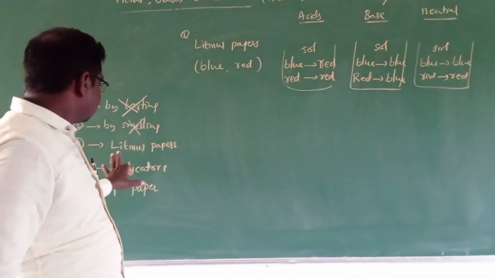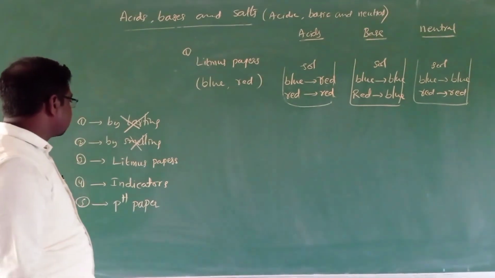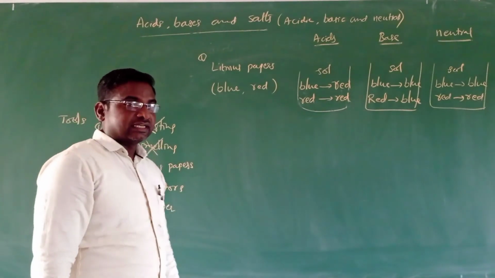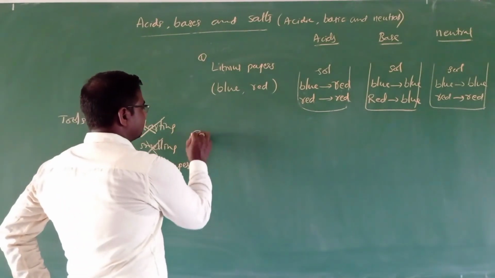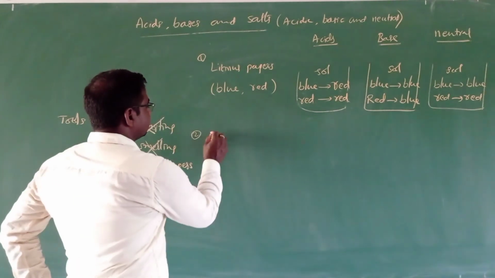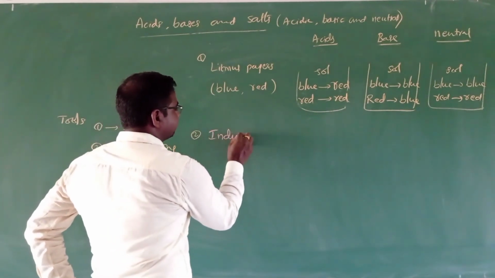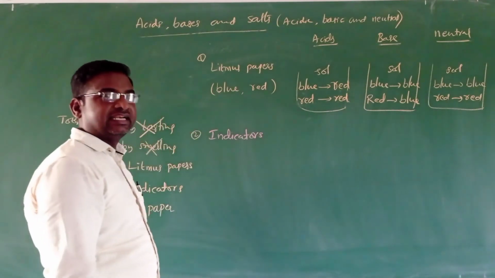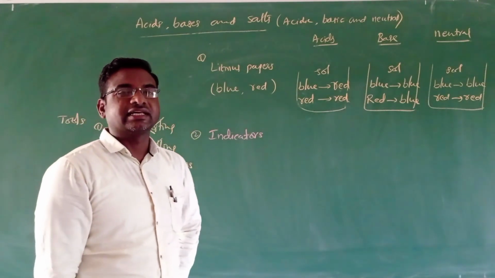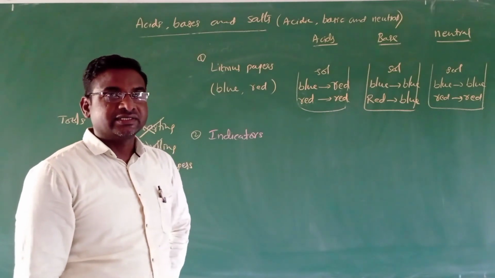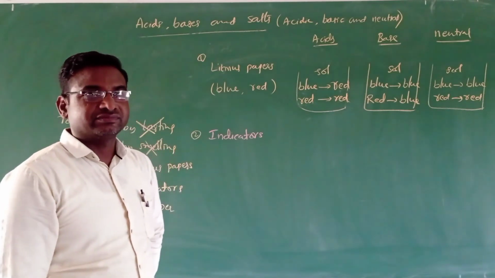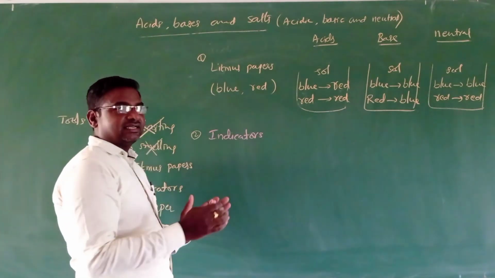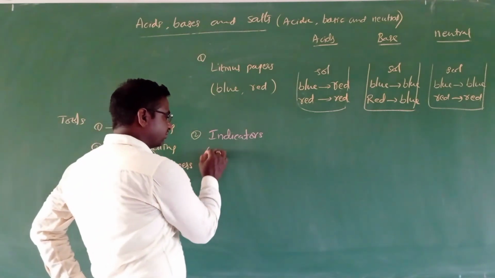Now let us see the other tool, indicators. The next tool is indicators. By taking the indicators, we can identify acids and bases. Here indicator means it indicates whether the given compound is acidic or basic by changing its color. So indicators are generally available for us in the laboratory.